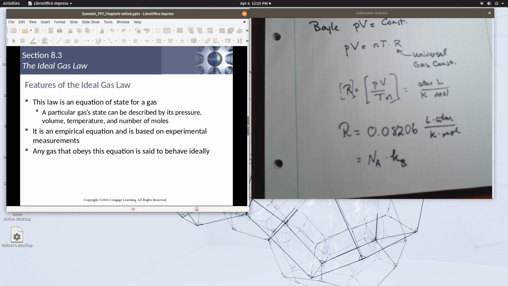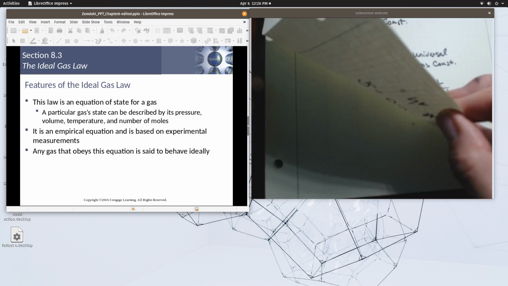Okay, so like I said before, it's an equation of state for a gas, and it's an empirical equation. It's based upon experimental measurements, but importantly, as I mentioned before, it is the limiting behavior of any gas law. So if I take the size of the atoms to 0, I get the ideal gas law. If I take the pressure to 0, I get the ideal gas law. And any gas that obeys this is said to behave ideally.